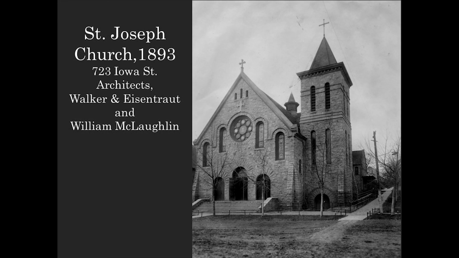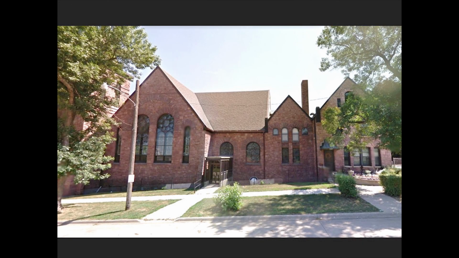St. Joseph Catholic Church was built in 1893 at the corner of 8th and Iowa Streets. It was designed by Walker and Eisentraut and William McLaughlin. Again, arched windows, steep pitched roofs, parapet walls, and towers. I wanted to take a look. This is the north facade of St. Joseph Catholic Church, and here you get to really see some of that pink quartzite in play.